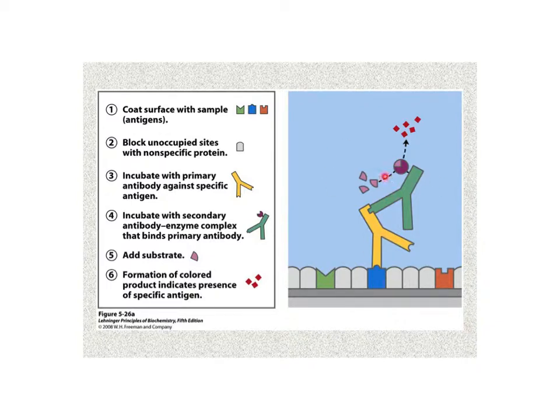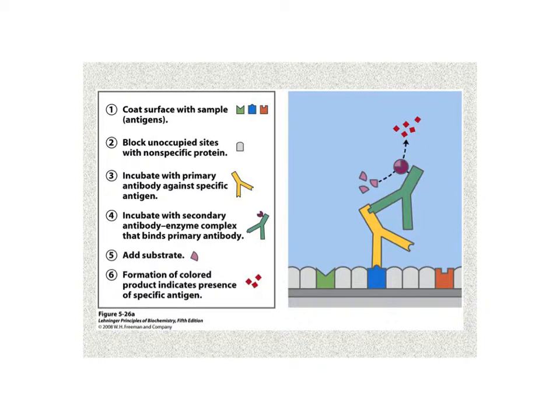So you add in the substrate to this enzyme, and it gives off a product. You want to use something that gives off a color, so it's colorimetric or spectrophotometric. And then you just measure how much color is present. The more of the original epitope that's present in the well, the darker the color will be.